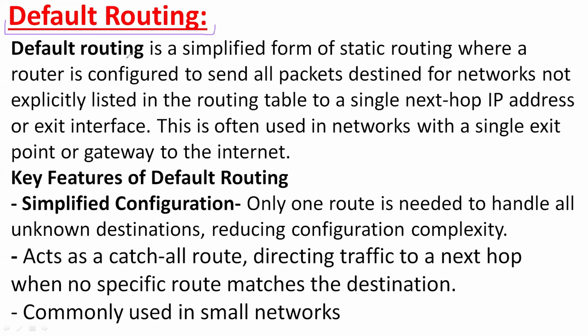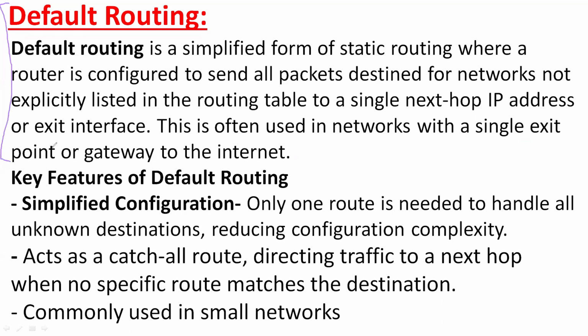Default routing is a simplified form of static routing where a router is configured to send all the packets destined for a network not exactly listed in the routing table to a single next hop address or exit interface. It can be configured on a single exit point or gateway to the internet, or on endpoint routers, because that allows all the network information in IP version 4.